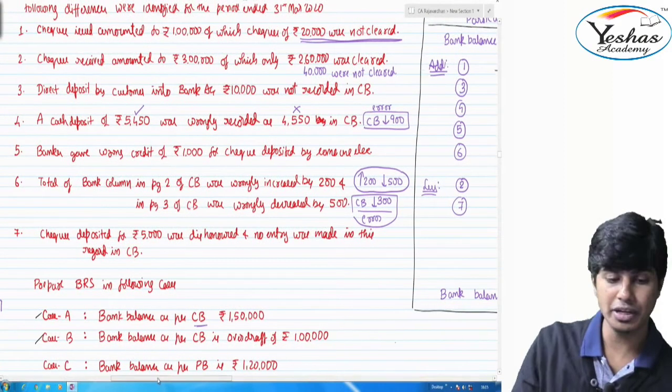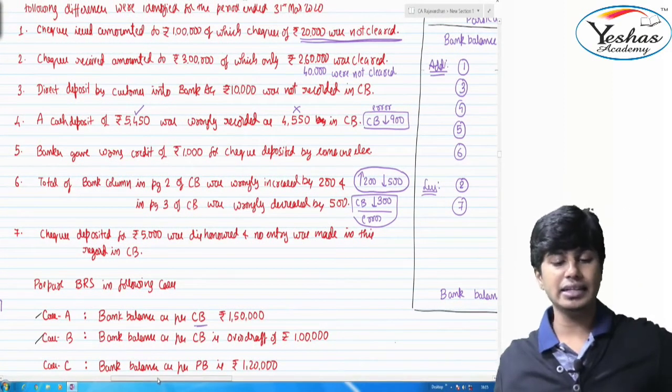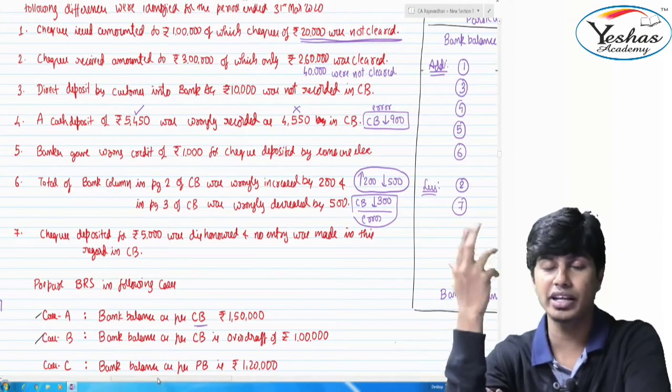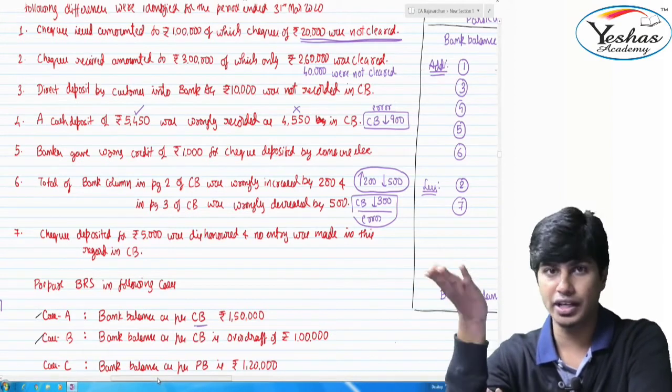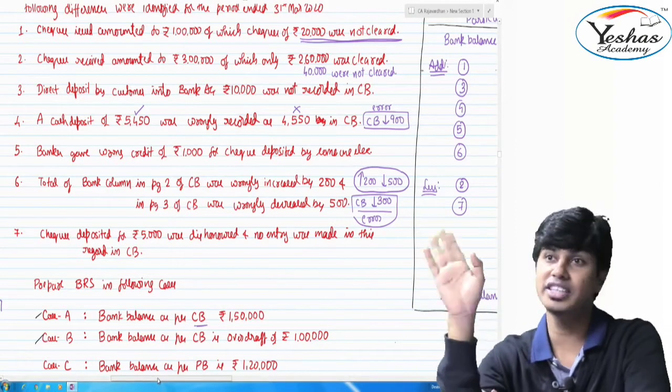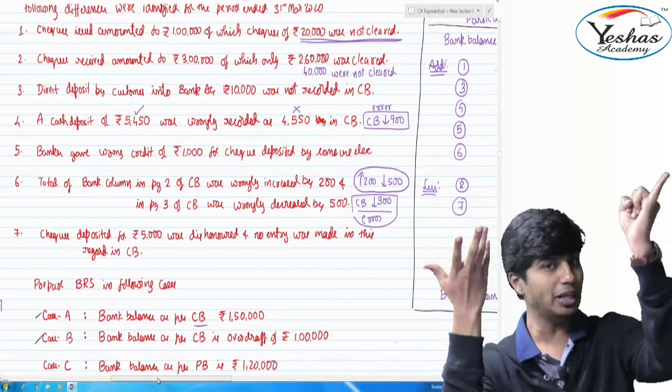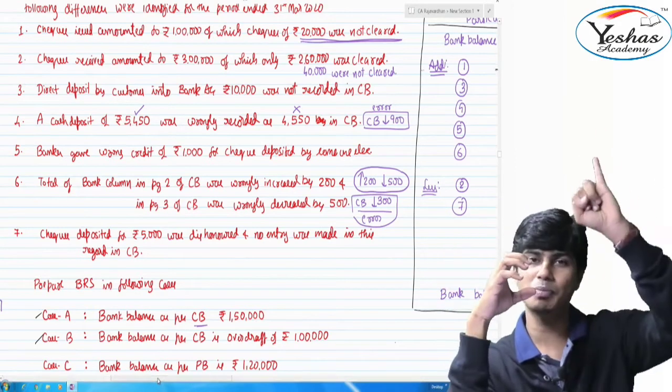Let me take you to the fifth one. Banker gave credit of rupees 1000 for checks deposited by someone else. Someone else deposited money into their account by way of check, so they should have increased their bank account. What did the banker do? The banker wrongly increased your passbook balance. You didn't deposit any check, but you still got credit. Your passbook balance went up.